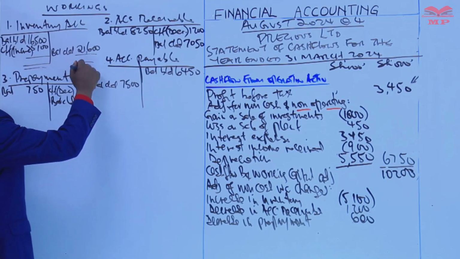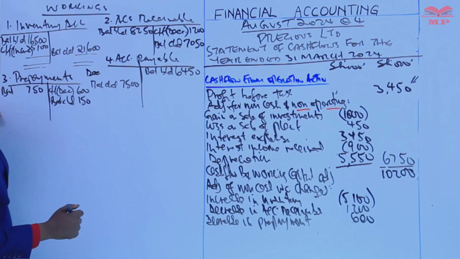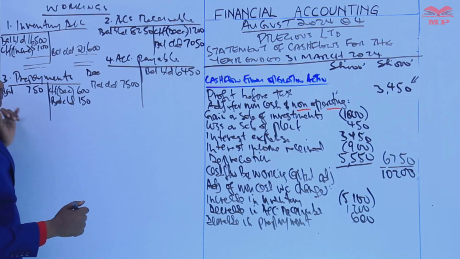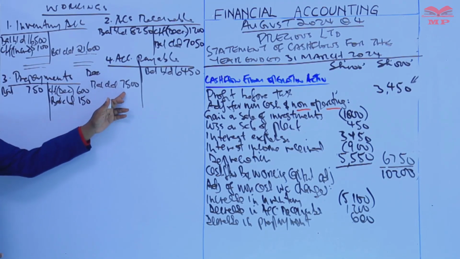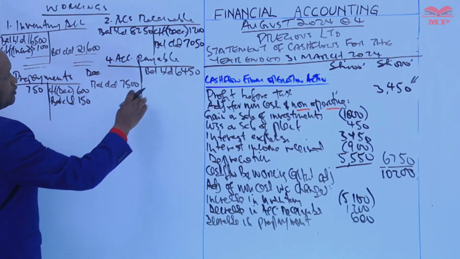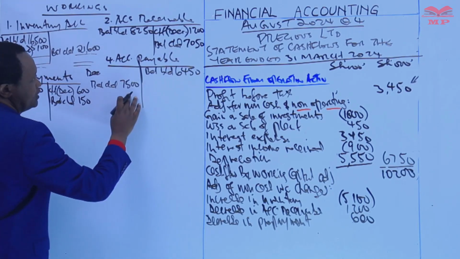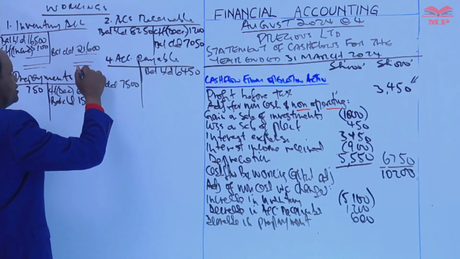So the decrease is on the debit side. What is the decrease? Decrease, please. This is an increase, not a decrease. It has increased from 6,450 to 7,500. This is an increase.